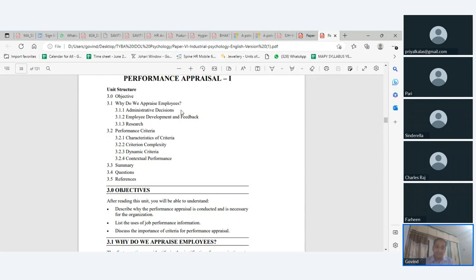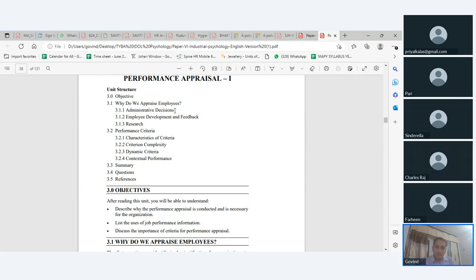Competency is a combination of skills. Communication skill is a skill, but strategic communication skill, that's a competency: how a person strategically communicates. That's why we need to appraise employees, and we need to take administrative decisions.